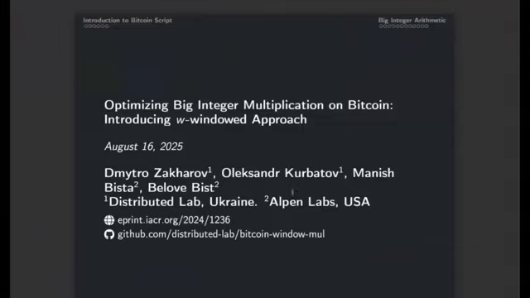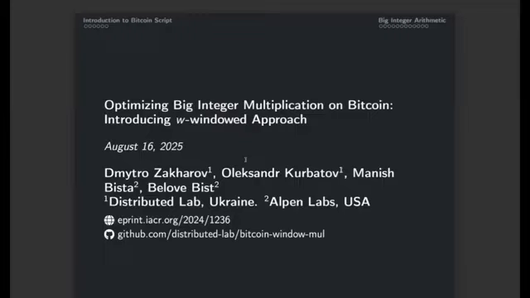Hello everyone. My name is Dmytro Zakharov, and today I'm going to present our research paper on optimizing big integer multiplication on Bitcoin, basically introducing the w-window approach. One thing to note is the paper is highly technical, so it goes through various algorithms for optimizing the multiplication on Bitcoin.